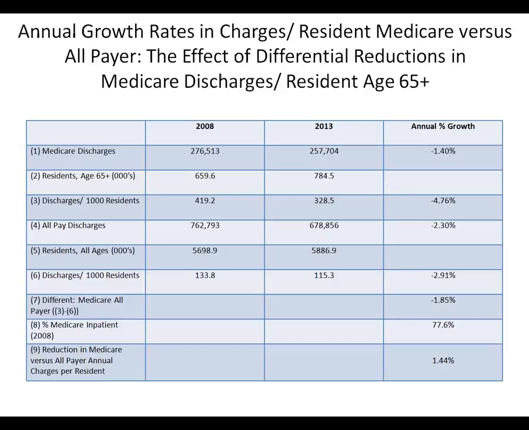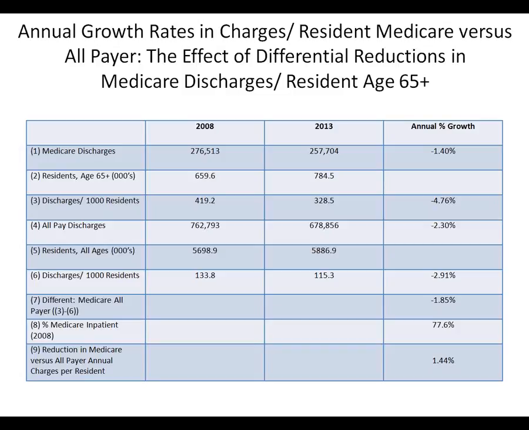The first line of page 16 indicates the total Medicare discharges in 2008 and 2013, and as you can see, they've dropped substantially. They've had an annual reduction of about 1.4% per year. On the other hand, the residents who are age 65 plus, our estimated statistic for the number of Medicare fee-for-service beneficiaries rose from 659.6 thousand to 784. So our discharges per 1,000 residents have dropped substantially for Medicare at a rate of 4.76% per year over the 5-year period.